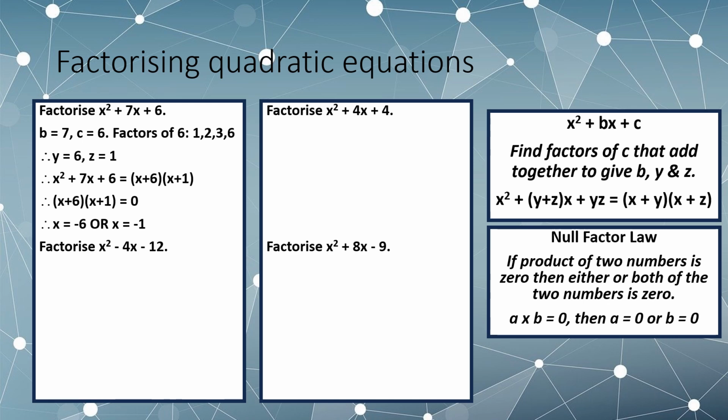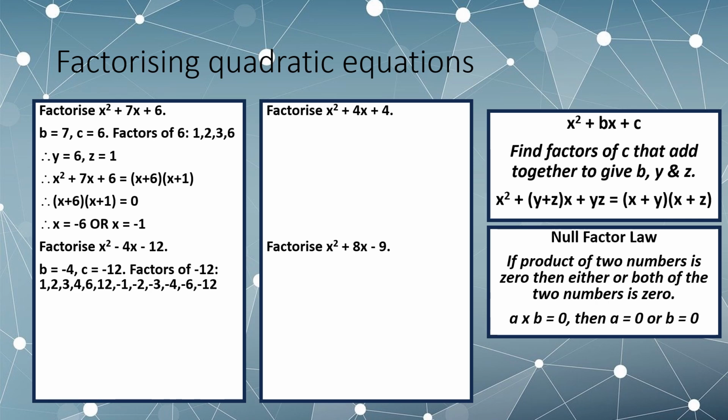Looking at a second example, we have x squared minus 4x minus 12. In this case, our b is equal to negative 4, and our c is equal to negative 12. It's important to remember to include the negatives. Our factors of negative 12 are 1, 2, 3, 4, 6, 12, and their negative pairs, -1, -2, -3, -4, -6, -12. When dealing with negatives, sometimes you'll have to do a bit of addition and subtraction to get to that b value. So in this case, looking through our different factors, can you have a go at seeing what will add up to -4?